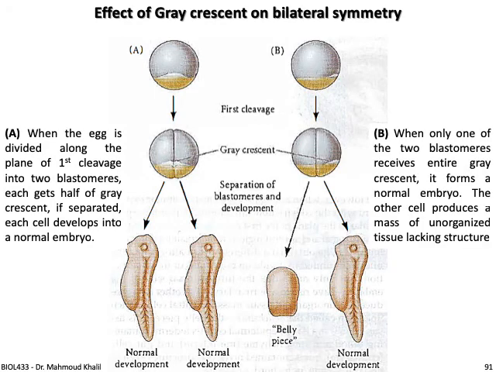Again, if we separate the two blastomeres when only one of the two receives the gray crescent, so we assume that the first cleavage does not pass through the gray crescent, we will have a normal embryo which received the gray crescent, and the other will just be a belly piece of cells that is not differentiated.